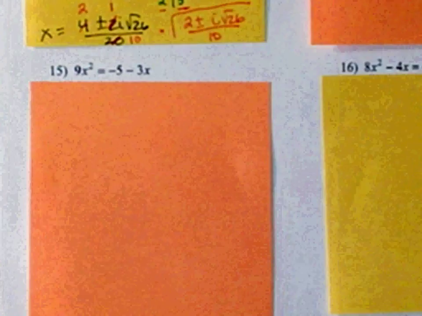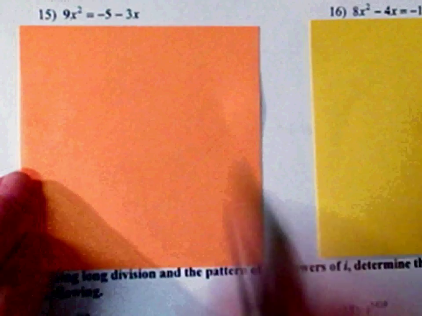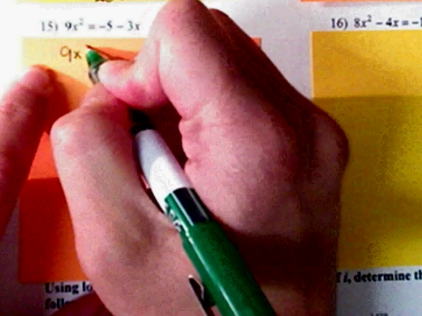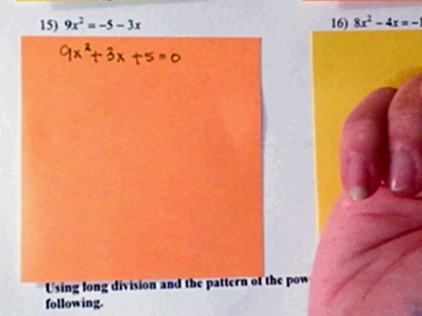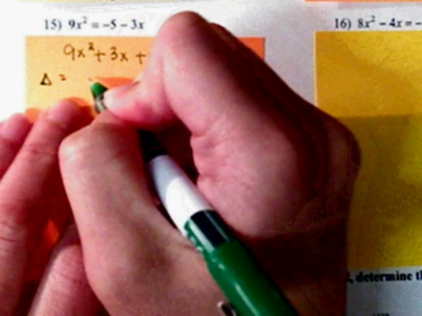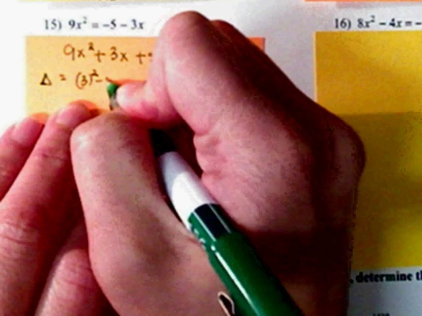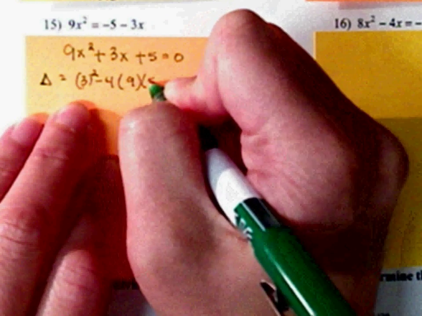Number 15. I'm going to move these 2 over. So now you have 9x squared plus 3x plus 5 equal to 0. Okay. Take care of your delta first. 3 squared minus 4 times your A times your C.